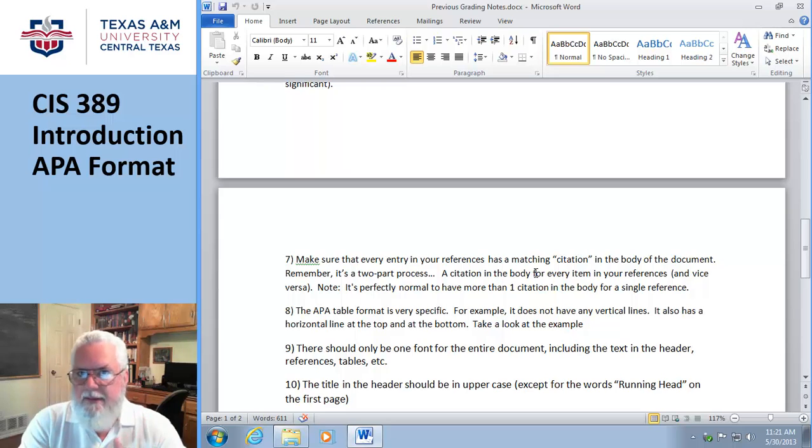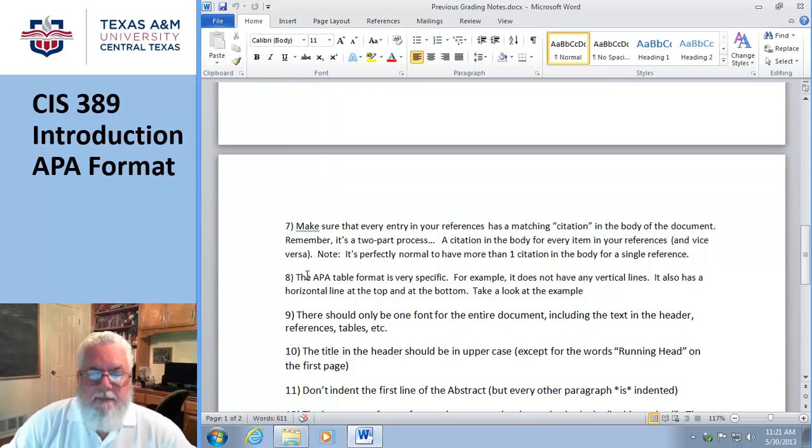Now, I must admit, it is perfectly normal to have one item in references that's cited multiple times. You can have it cited 30 or 40 times. If you have a particular text or book that you're using that's central to your cause, yeah, you might have many citations to that same item. But make sure the reverse is true, that every place in the references you have at least one citation. People have trouble with this APA format.